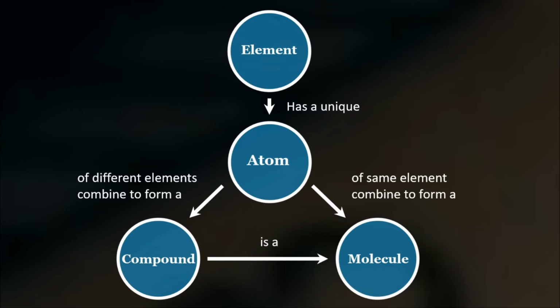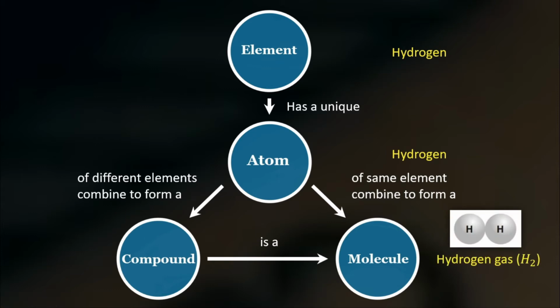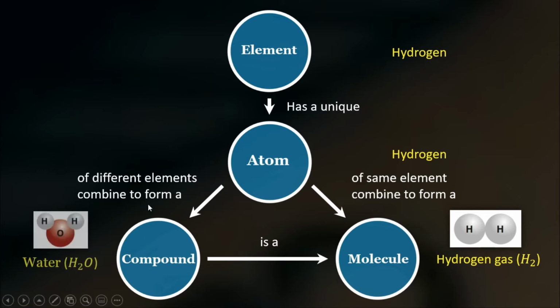To illustrate this, say we have an element, hydrogen. This element has a unique hydrogen atom. When two atoms of hydrogen combine, it will create a molecule of hydrogen gas. On the other hand, if atoms of hydrogen combine with oxygen, it will create a compound known as water. Water is also a molecule, but hydrogen gas is not a compound. So goes the phrase, all compounds are molecules, but not all molecules are compounds.